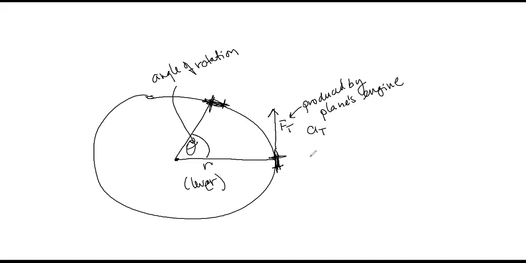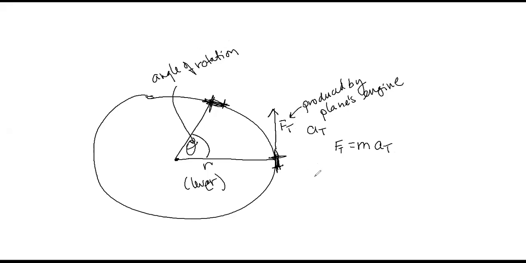According to Newton's second law, F sub t is equal to the mass of the plane times a sub t. Now, why is Newton's second law important here? Because you do have a net force here, and this is the F sub t.